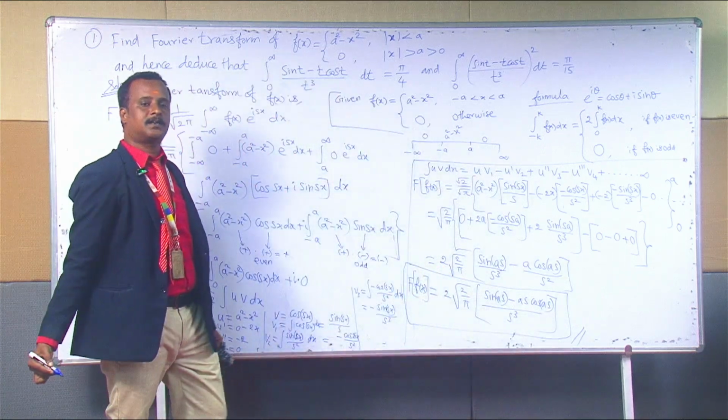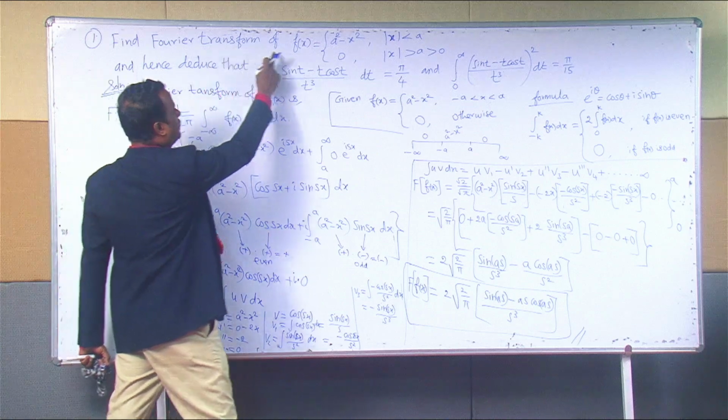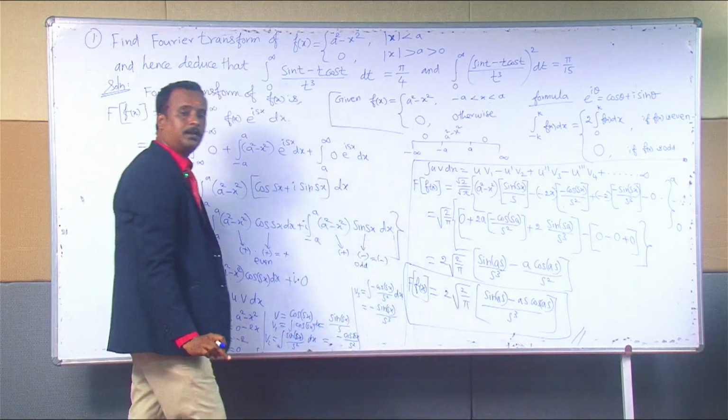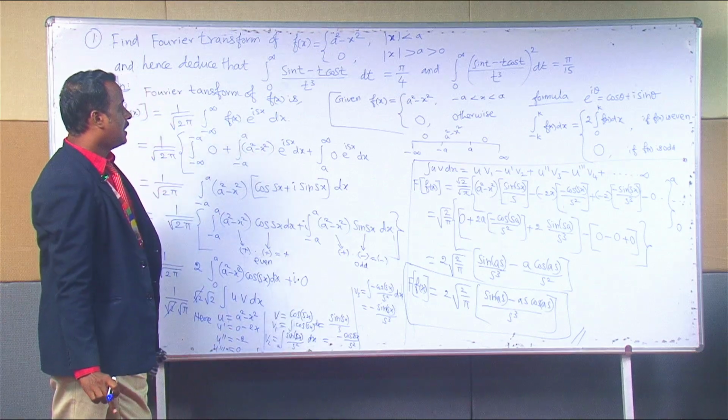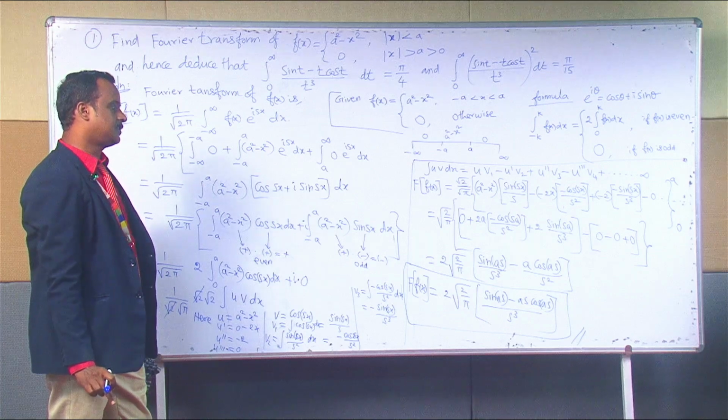This is our first part of the result. So, what's the first part here? Find the Fourier transform of the given function. This is the Fourier transform of the given function: 2 into root of 2 by pi, sin as minus as cos as divided by s cube. That's the first part of the result over.